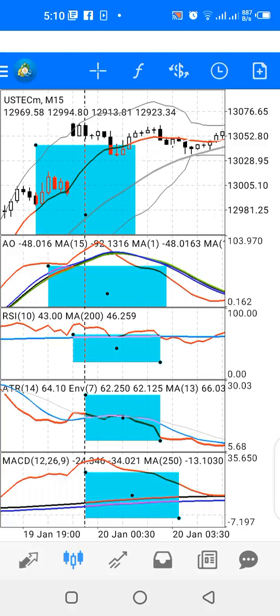Alright. So the combination of all signals, the alignment of all signals on all windows will give me the perfect signal alert before I take my trade.